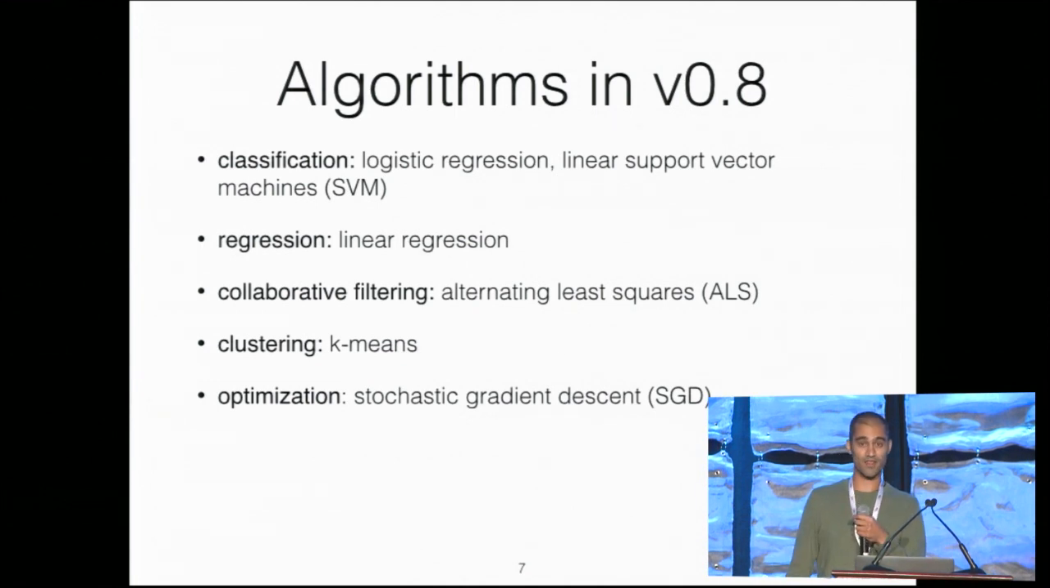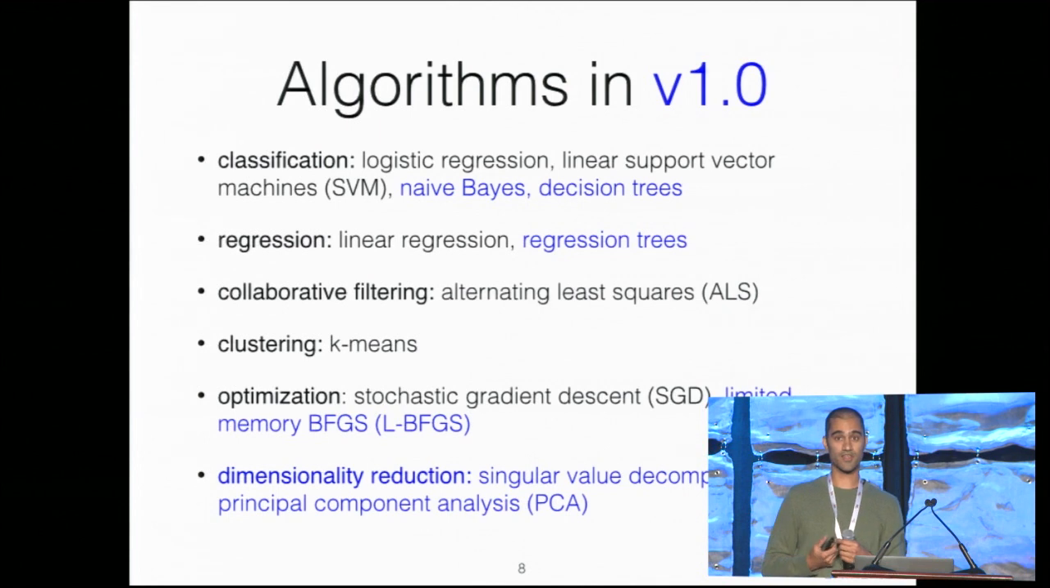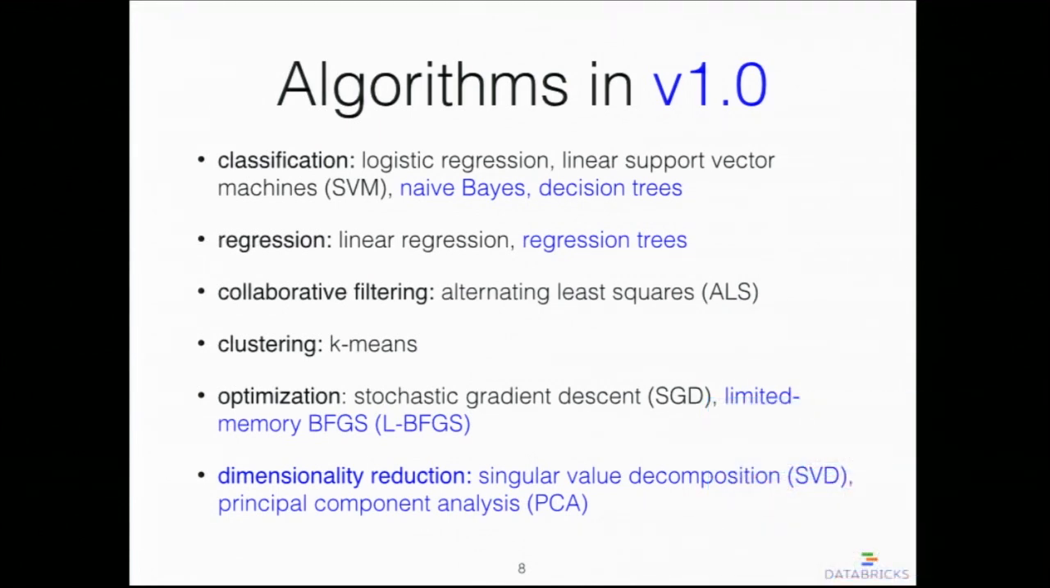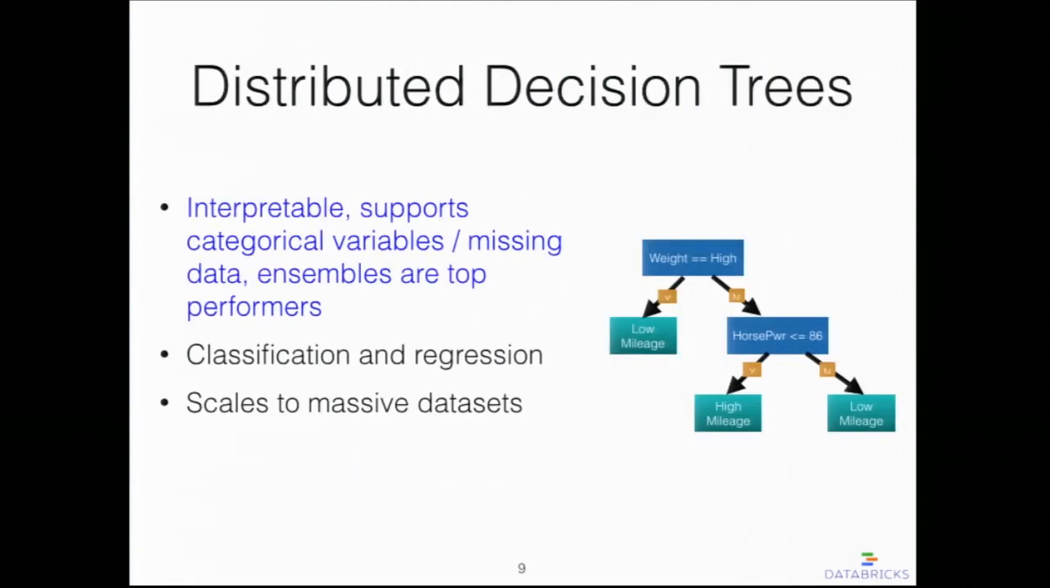I'm not going to list each one of them, but basically we had common algorithms for classification, regression, collaborative filtering, clustering, as well as one particular underlying optimization primitive that was powering a lot of the classification and regression algorithms. Fast forward to version 1.0, we've added additional functionality for these five existing classes of algorithms. We've also added a new class of algorithms related to dimensionality reduction. And I'd like to point out one of them in particular, which is decision trees.